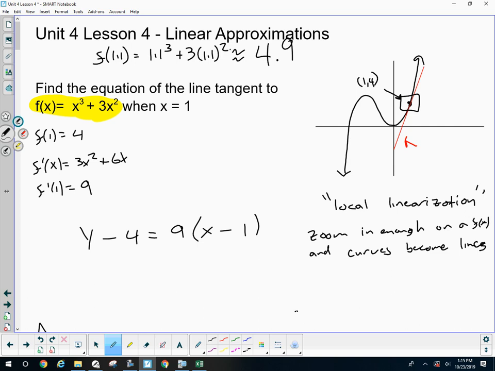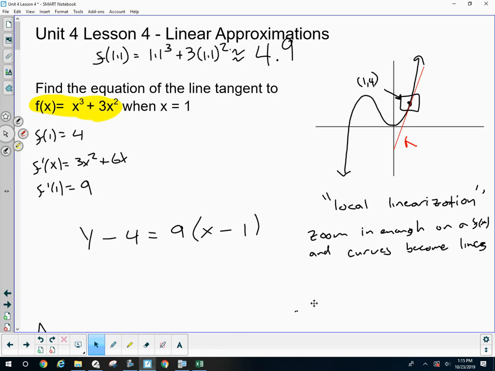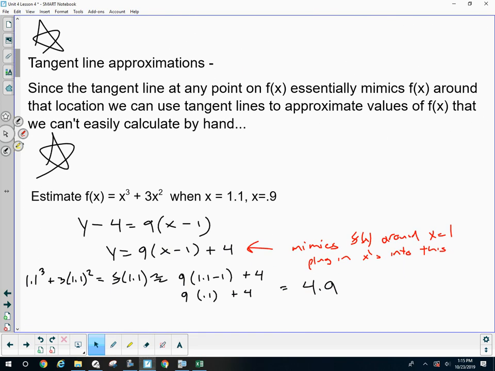Well, let's see. My function, let's go zoom standard. Get rid of this tangent line. Let's find the value at 1.1. 4.96. Okay, so my approximation is a lot better saying it's 4.9 than if I just said it was 4. Pretty cool. Now let's go ahead and do x equals 1.01.